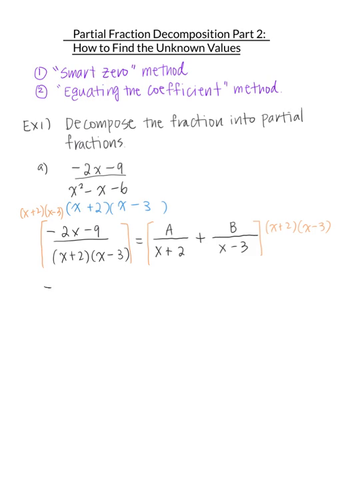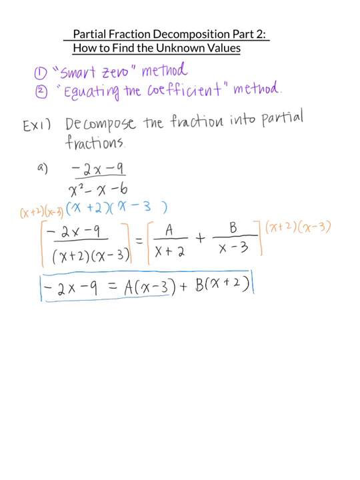So here what you're going to get is negative 2x minus 9 equals. Now just bring the LCD, x plus 2, x minus 3, right next to a and cancel what you can. The x plus 2 cancels, so what's left over is just a times x minus 3. You're going to do the same thing for b: put the LCD right next to b and cancel what you can. Then x minus 3 cancels out, so you're left with b and then x plus 2. This equation here is called the basic equation. Let me box that because this is a very important equation.